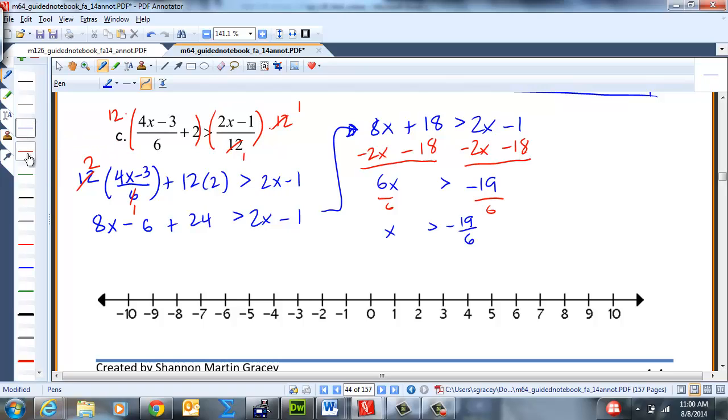So this time x is larger, so it's to the right. So negative 3 1/6 is about here. And so I'm moving to the right. And then I have to decide what ending to put on it. So it's a greater than, so we put the parenthesis around it. So our solution in interval notation will be negative 19/6 with the parenthesis all the way to infinity.